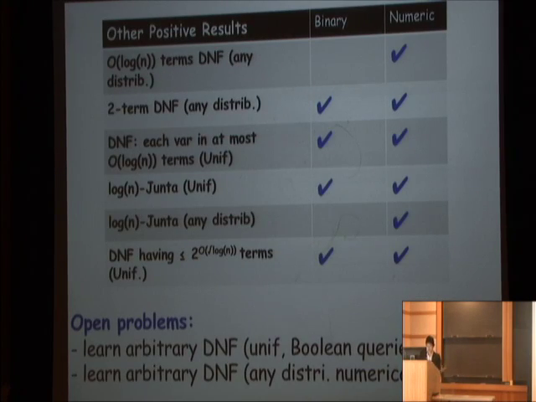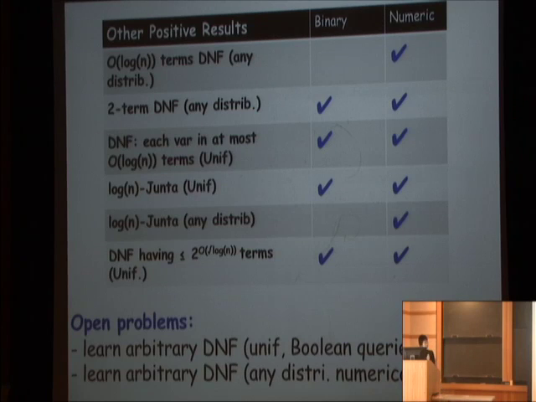We also have many other possible results for natural subclasses of DNF using this kind of extra power. They're shown in this table. I do not have time to go through all these details. Open problems.